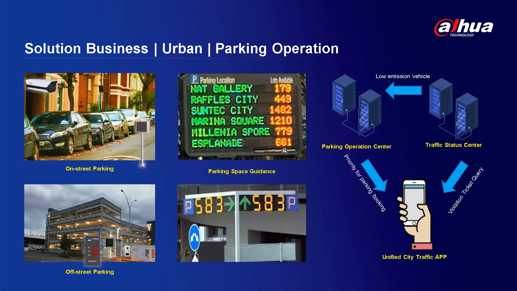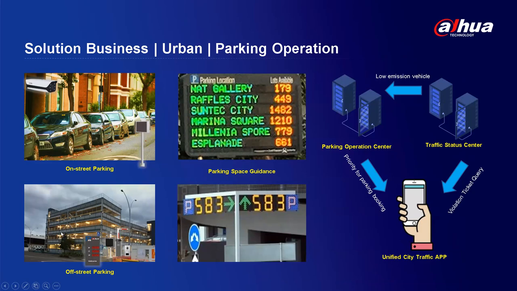Then we have parking operation. So we have on-street parking where we indicate the available parking slots using the outdoor parking spot detector. Then we do parking space guidance, where we display, if you go to this parking area, we have this number of parking slots in this area, and all that. Then we have off-street parking, of course.